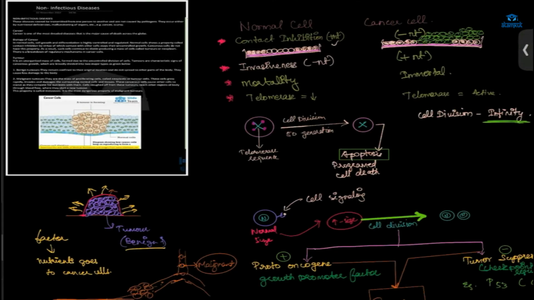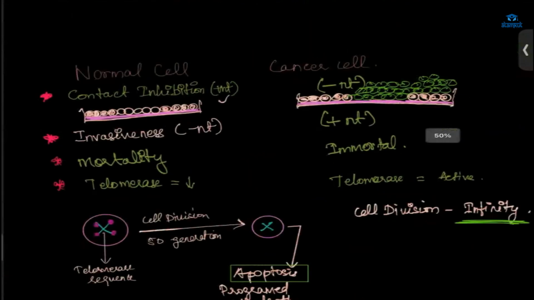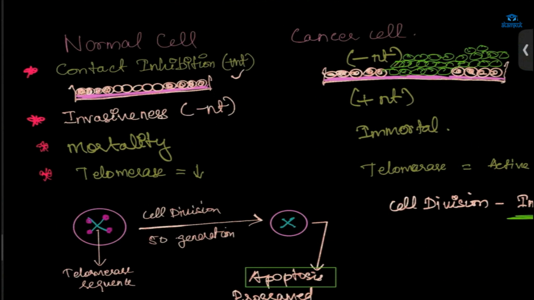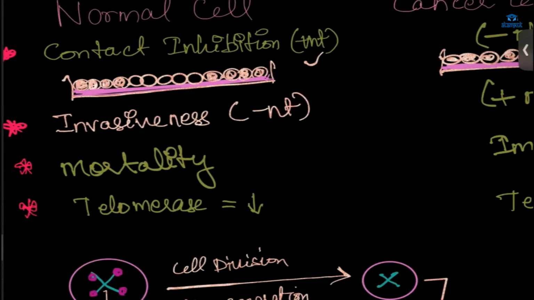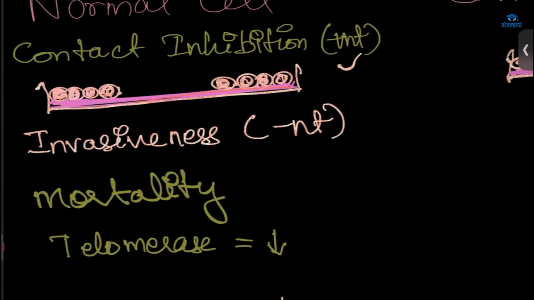Next, we have cancer. So this is the normal cell. You see this, right? This is the normal cell. Here, 1, 2, 3, 4, these are all normal cells. Here, let me draw this. So this is the normal cell.